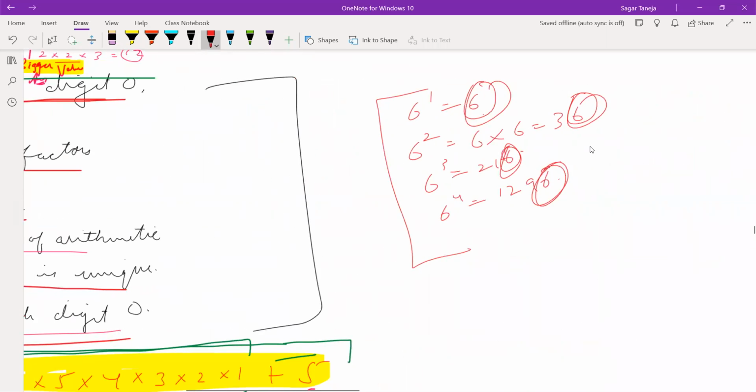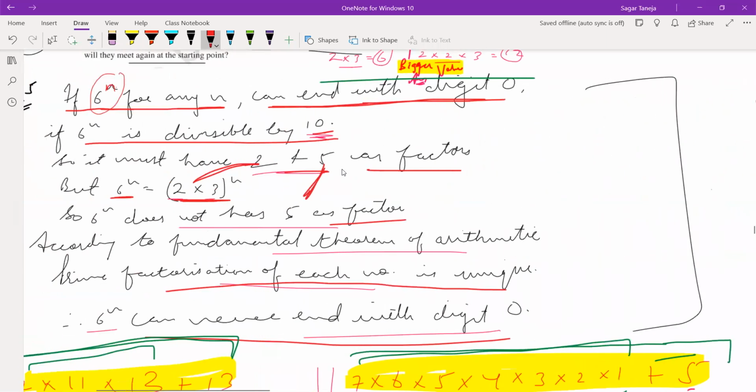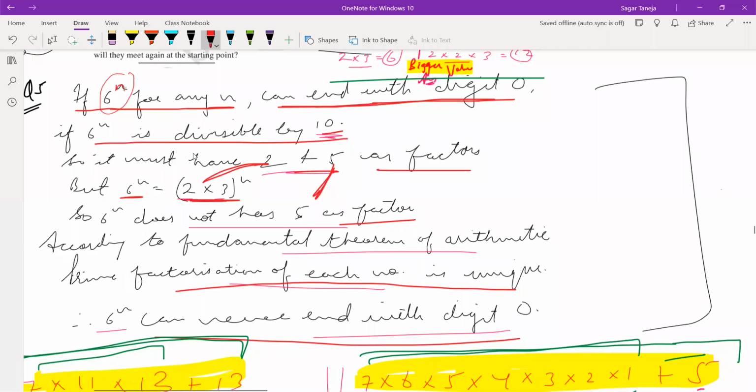So how do you prove and write this? See, 6^n can end with 0 only if it is divisible by 10. And to be divisible by 10, it must have 2 and 5 as factors. Because if you want to divide anything by 10, then it should have 2 and 5 as factors. But the factors of 6^n are 2 and 3 only. 6 includes the factors 2 and 3 only. So 6^n does not have 5 as a factor. It has 2 as a factor, but does not have 5 as a factor.